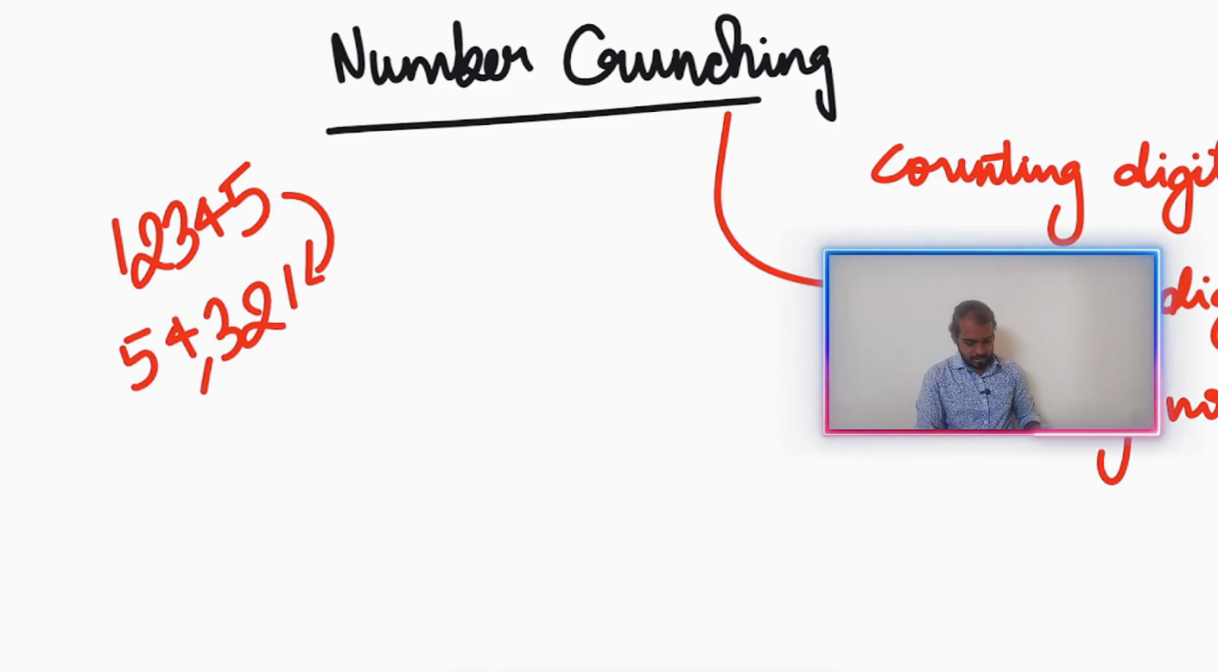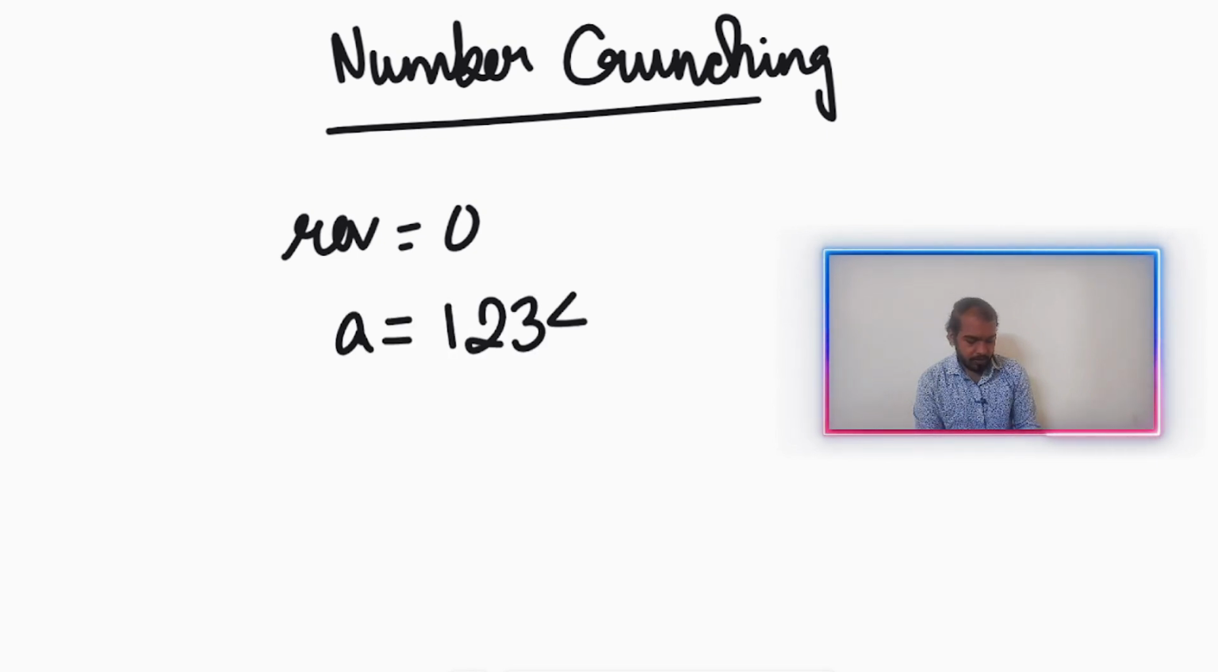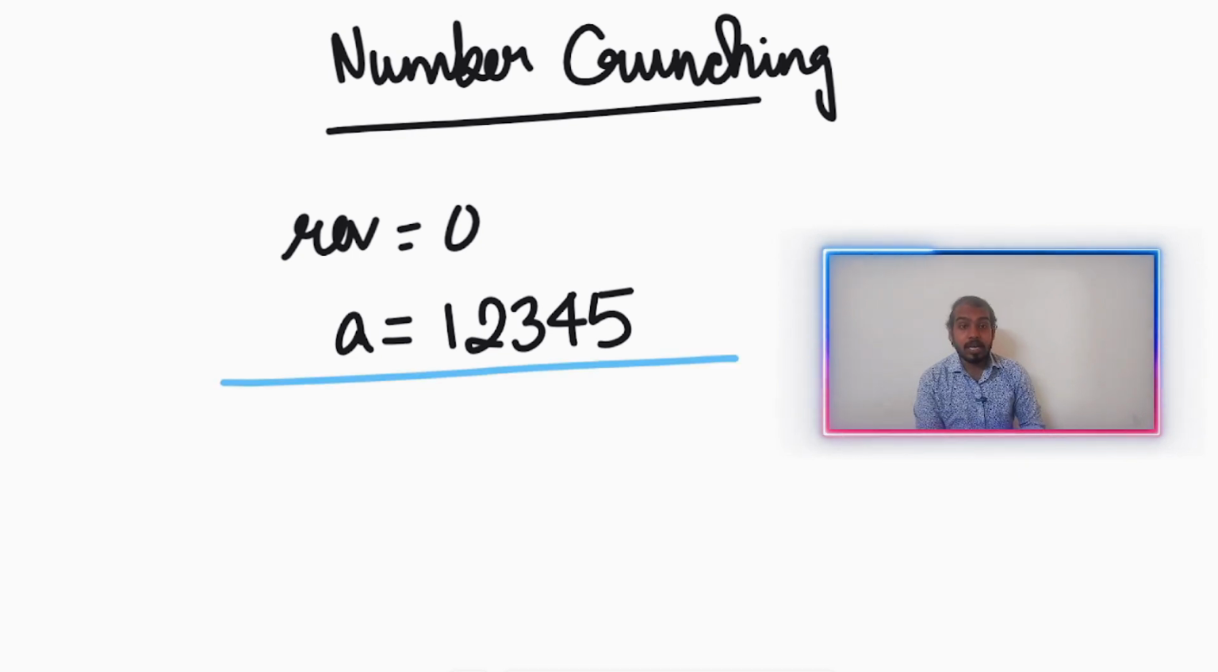So I'll just erase the existing parts. Let me have a variable called reverse, which is initially set to 0. And let me have a variable called a, which has a value of 1, 2, 3, 4, 5. Now I'm going to tell you what operations I'm going to perform inside a loop.